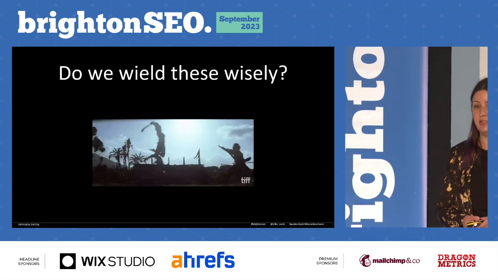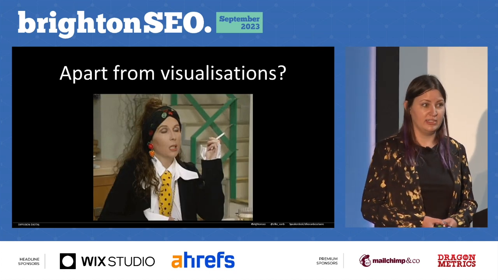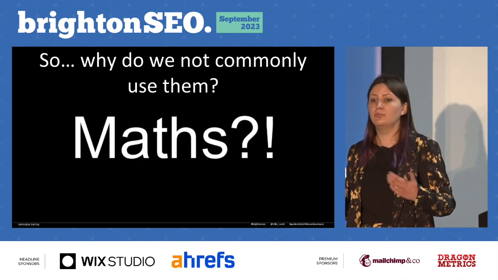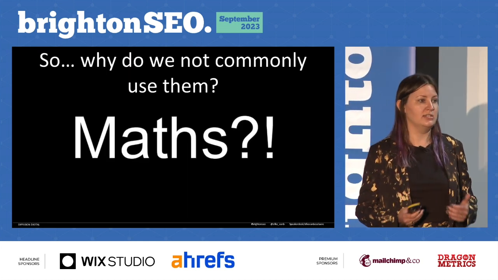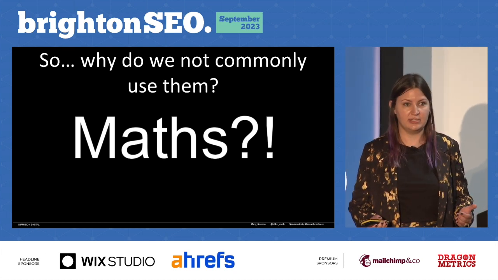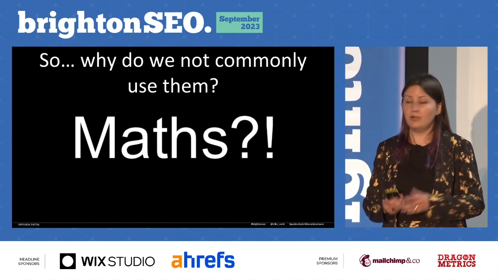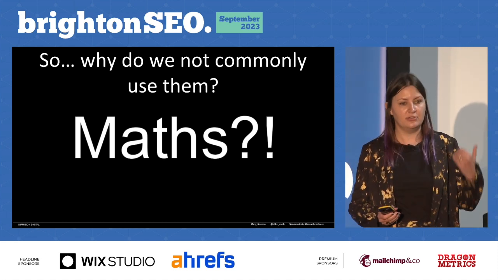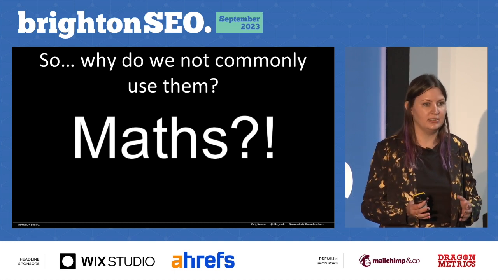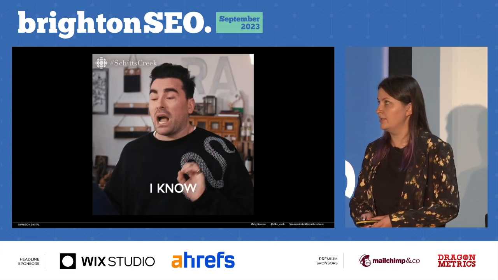So what about us, SEOs? Do we use them wisely? As anything more than data visualizations, let's be honest. So why don't we commonly use network analysis and the theory behind networks? Is it maths? Are we scared of the statistics? I mean, fair enough, be scared of them. Or is it maybe that you feel restricted by those earlier visualizations seen in the tools because you can't modify them. They are there, you take a screenshot, that's it, right? You are restricted by them.